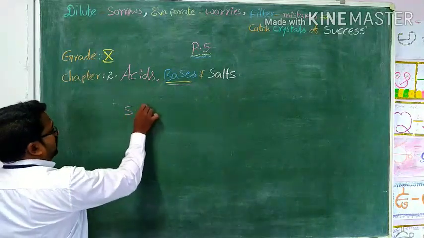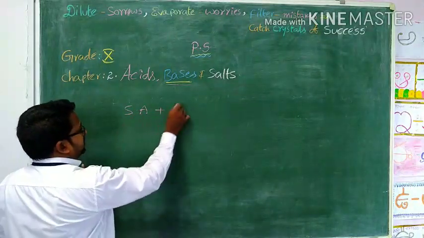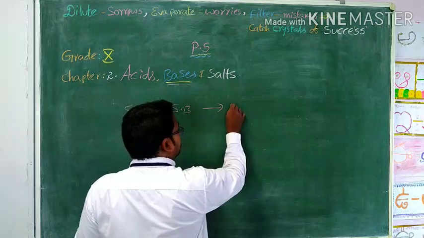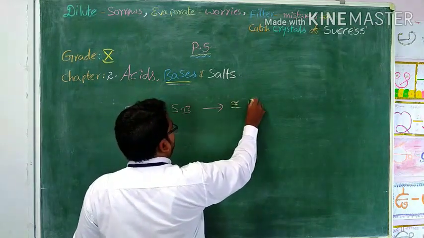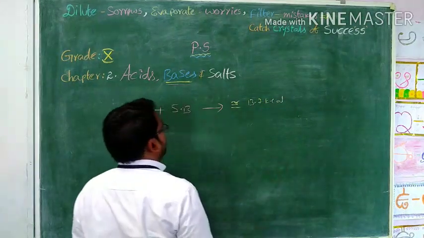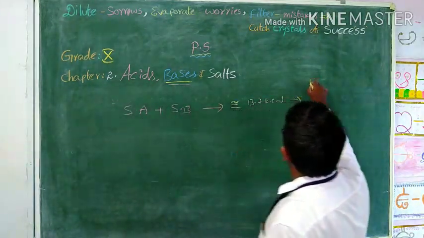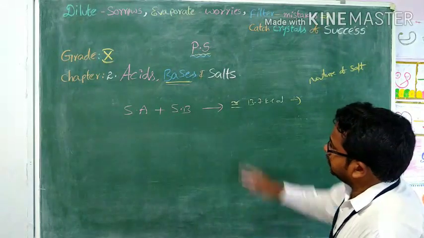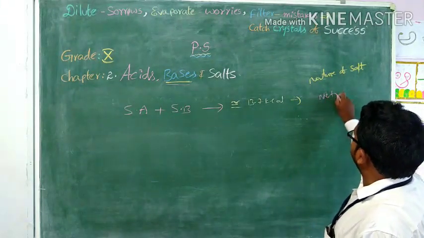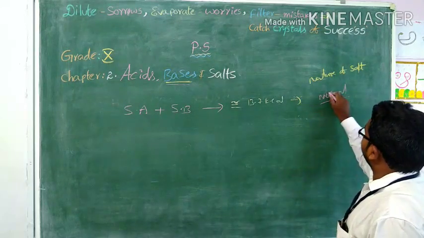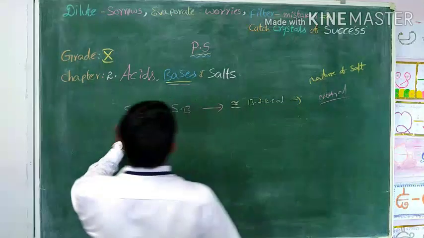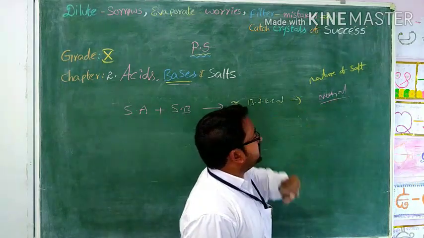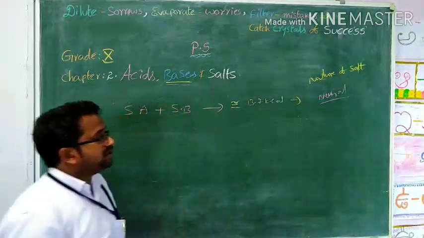The question may be asked like this: what is the amount of heat energy released when a strong acid combines with a strong base? Strong acid, strong base. How much? It is equal to 13.7 kilocalories. And what is the nature of the salt? Both are strong, so the salt which is formed is neutral. So when strong acid and strong base combine, 13.7 kilocalories of energy is released and the nature of the salt formed here is neutral.